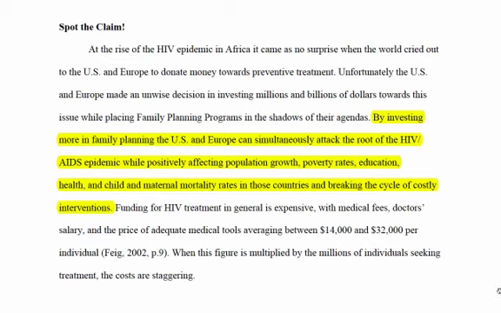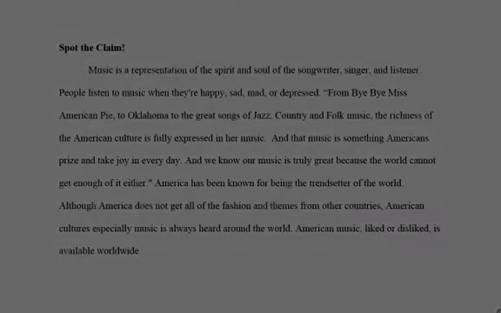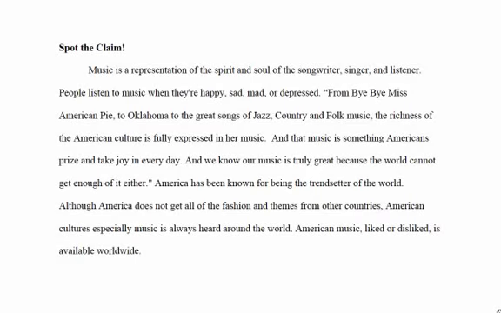Let's practice spotting the claim one more time. So you know the drill. Take a look at this paragraph and identify where is the argument claim. Where is the statement, the sentence, the set of sentences that you could agree and disagree with. What here can you actually agree and disagree with? Music is a representation of the spirit and soul of the songwriter, singer, and listener.